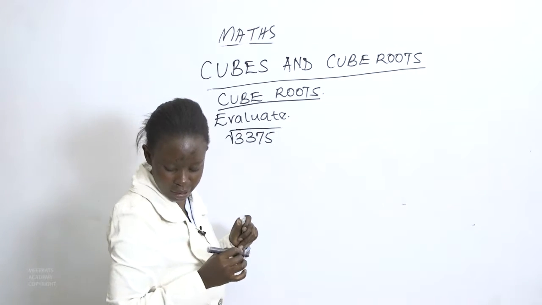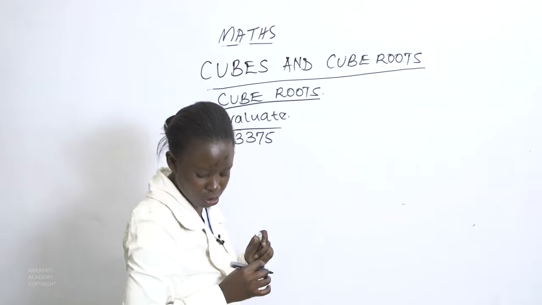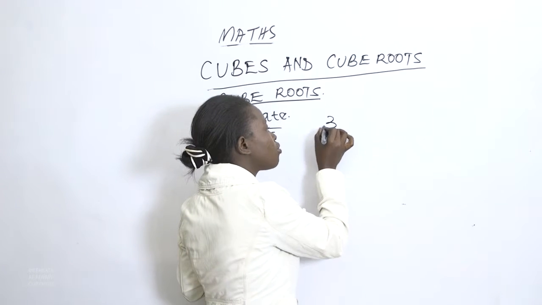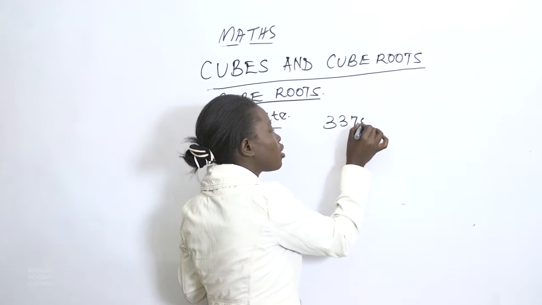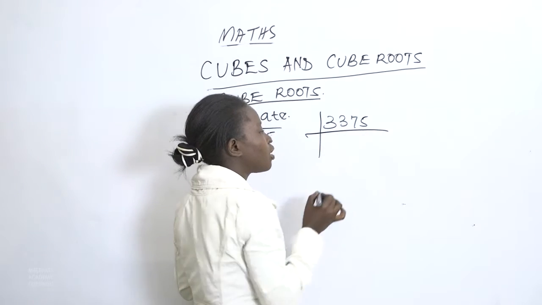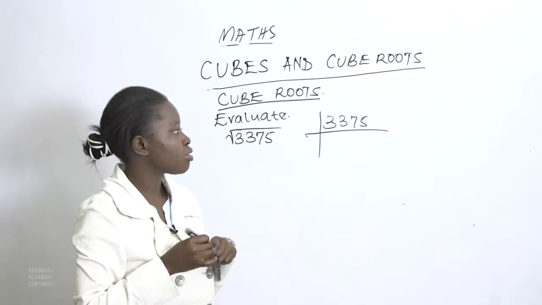The next number, I'm supposed to get the cube root of 3,375. So let us find out what is the cube root of this given number. Let me look for the prime factors of this given number.